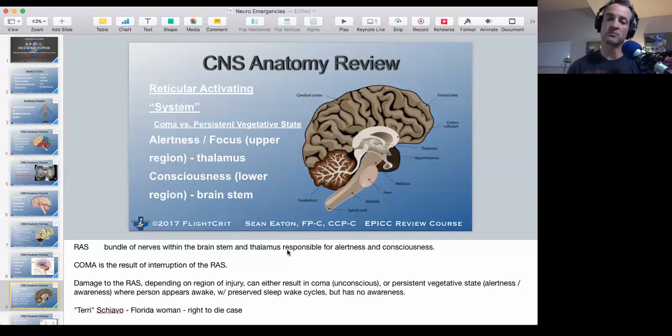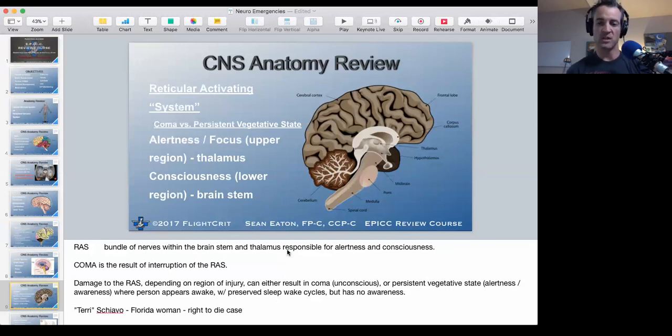Remember the Florida woman, I'd have to look up exactly when, but I believe it was the early 2000s, named Terri Schiavo. It was a big battle between her husband and her family about whether or not they should continue to maintain life-sustaining care. In her case, it was tube feeds.